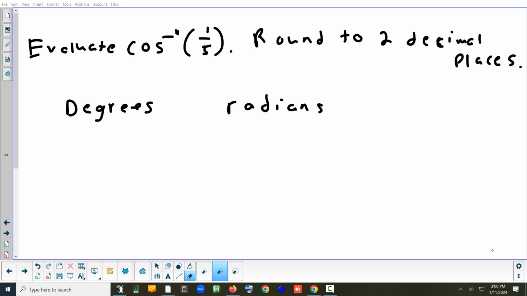All right, so the first question we'll take a look at is evaluating an expression that has inverse trig. This one is inverse cosine of 1/5. They want us to do it in degrees and radians, and we're going to round to 2 decimal places.